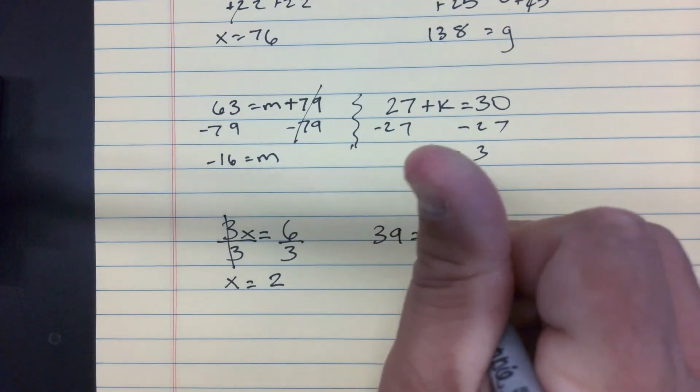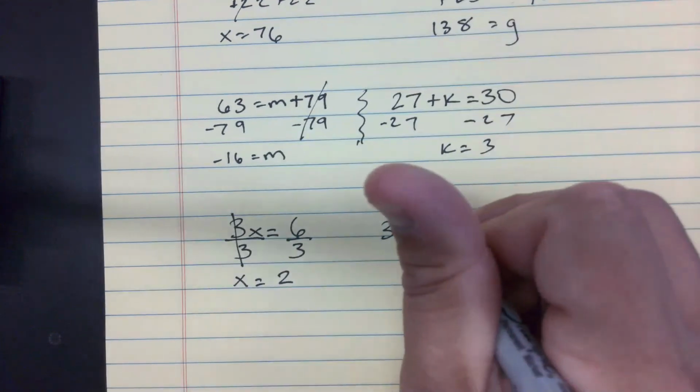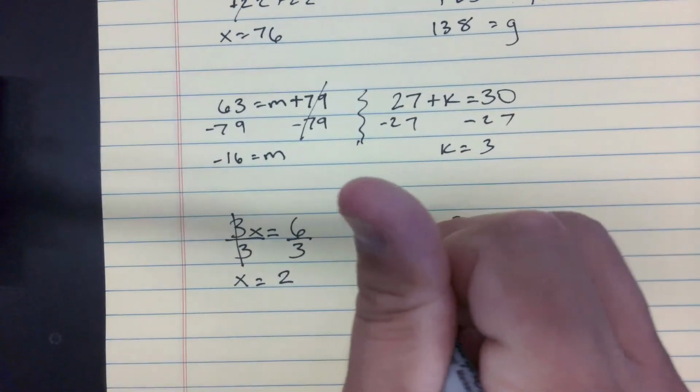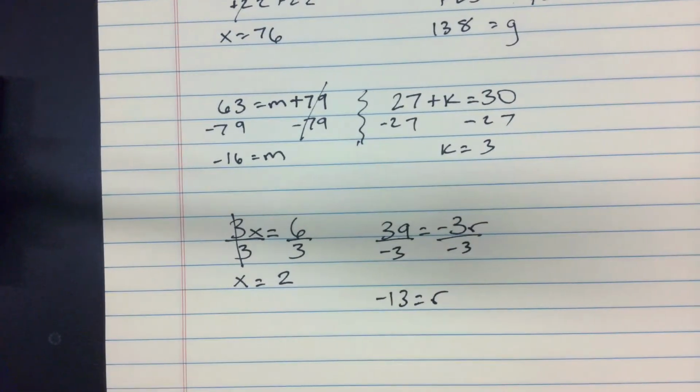What about if I have this? Braxton, how do I do this one? Good. So same kind of thing. We're going to divide by -3, which gives us -13 equals r, right? Pretty easy, correct? These are one-step equations.